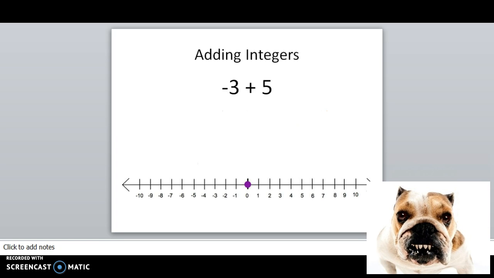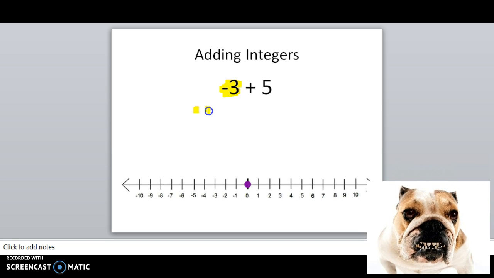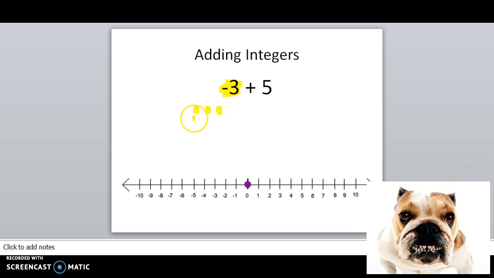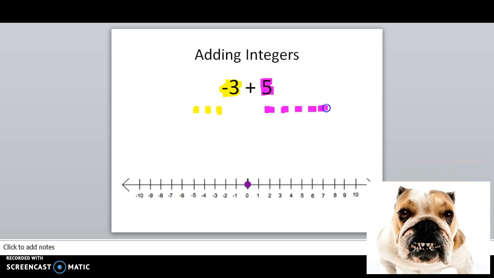In our first problem, we have -3 plus 5. There's a couple different ways to help you visualize how to add a negative and positive number. So let's take -3. I'm going to use yellow for -3 and draw 3 dots. The yellow represents negative, and I drew 3 of them because it's -3. Plus 5. Since 5 is positive, I'm going to use a different color and draw 5 purple dots.